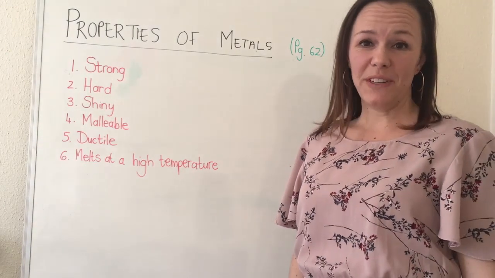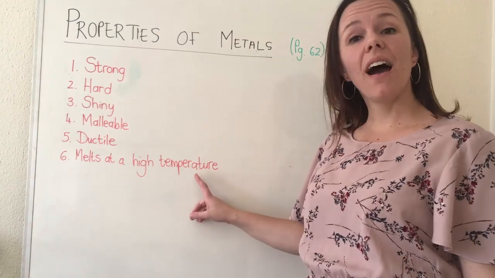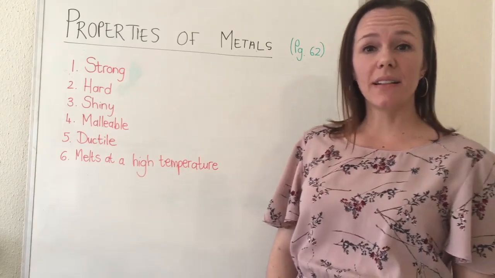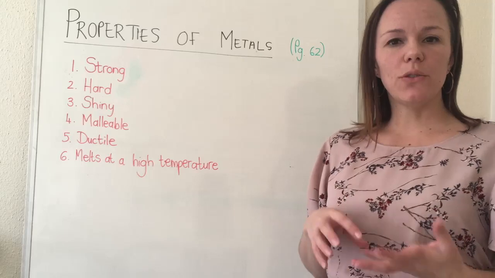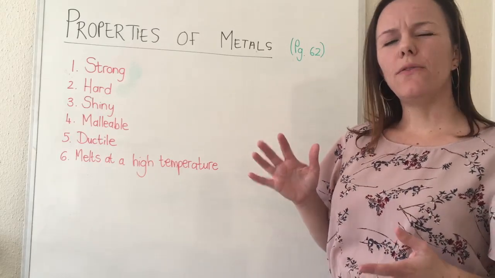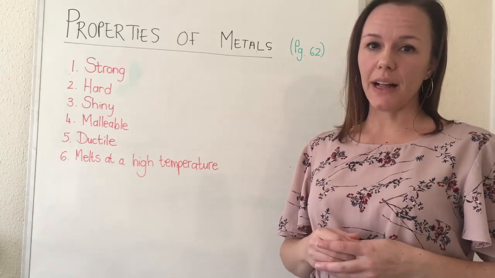The last property is that it melts at a high temperature. So like I said before, we can melt metal to pour it into a mold to make something specific, but it has to be in a very, very high temperature to melt.